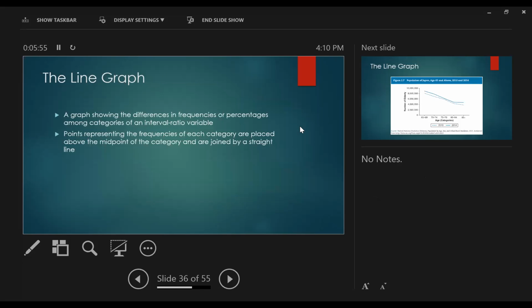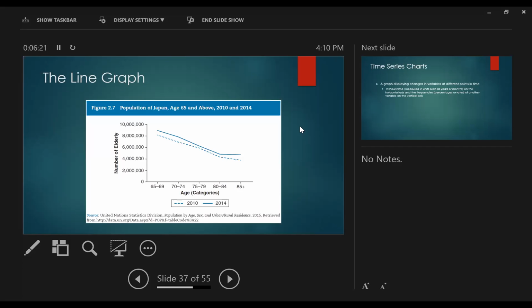A line graph, a little bit different than a histogram. It shows the difference in frequencies or sometimes percentages, depending on what you're measuring, among categories. And again, you're going to be looking at interval ratio, but they're going to be points rather than bars for each that are going to be touching one another. It's going to be points on your graph, and then you're going to be connecting it. And the point represents the midpoint of that category.